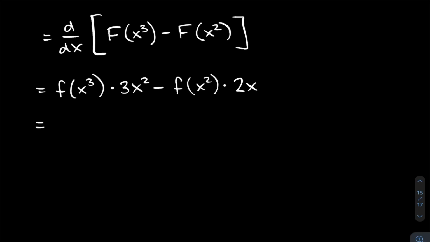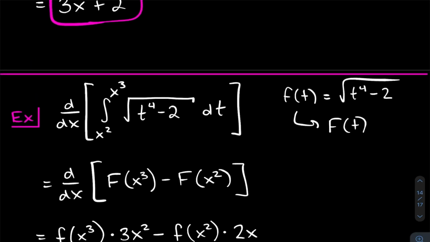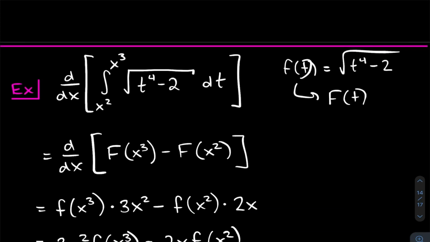And so we get that this guy is going to be 3x squared times f of x cubed minus 2x times f of x squared. The only thing that we have left to do is actually figure out what these things are. And it's not that bad, seriously. All f of x cubed is plugging in x cubed for t. And so we'll do that right now.